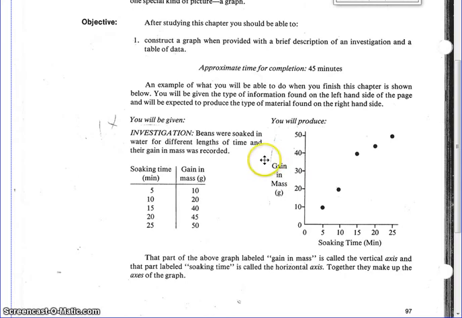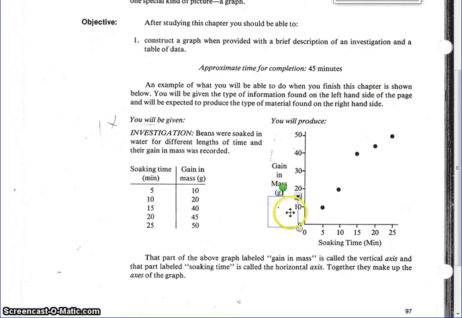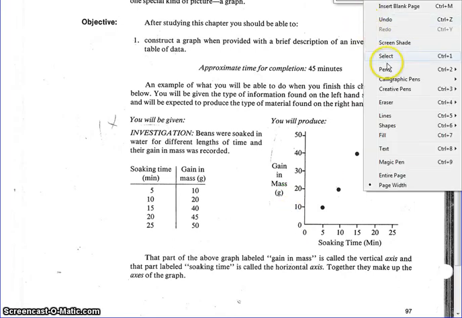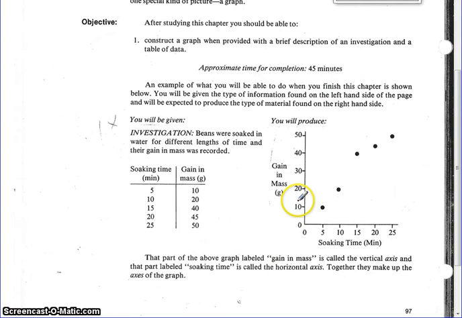Okay, so the part above the graph labeled gain in mass is called the vertical axis. Another name for the vertical axis is your y-axis, or dependent, and the part labeled soaking time is called the horizontal axis. Together they make up the axes of the graph. Now, horizontal, that is your x. Alright, so let's go ahead and label this right here. Let me grab my pen tool. Okay, remember, this right here, up and down, that is our y, just so we know. And then the horizontal, right here, this is your x, just so that we know. So go ahead and label that.